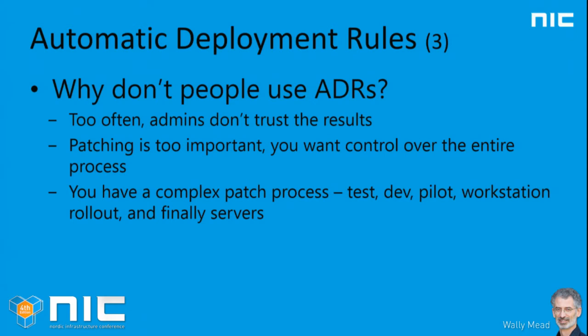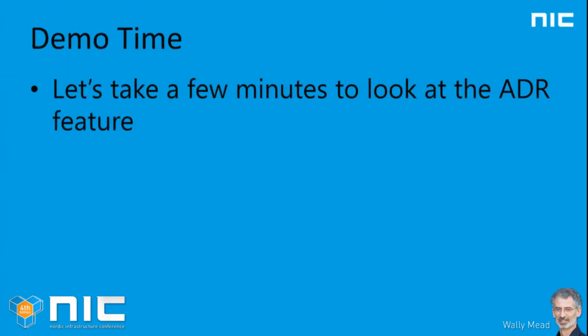Another common answer is that it's a complex process. I do my test lab first, then I have a pilot in production, then I do my dev environment, then I do my workstations, then I have 3 different phases that I roll out to my servers. You can't do all that in one ADR. Okay, you create multiple ADRs. Just have different collections you're targeting, maybe a different set of software patches you're deploying, with different criteria on when they get deployed, when it's required, when they're available, and so on. So let's go take a look at that.